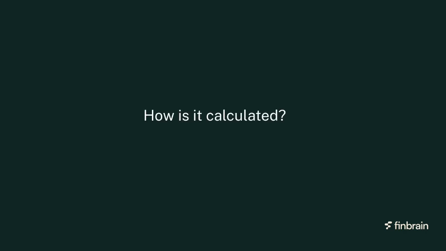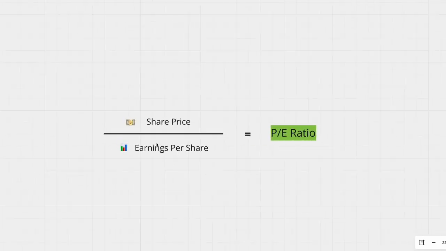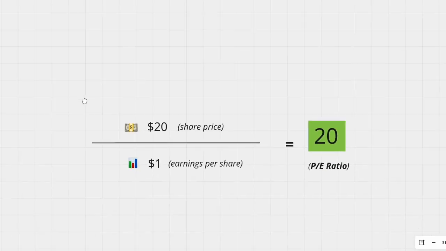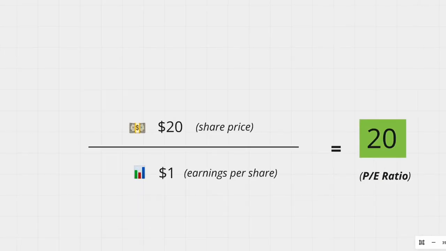And how is it calculated? Well, it's the price of one share of the company's stock divided by how much the company makes per share, usually over a year. Let's look at an example. Imagine you were thinking about buying a share of a company for $20, and let's say that company makes $1 per share in profit every year. To find the PE ratio, you divide the price of the share, so in this example $20, by the earnings per share, $1. So in this case, the PE ratio would be 20.